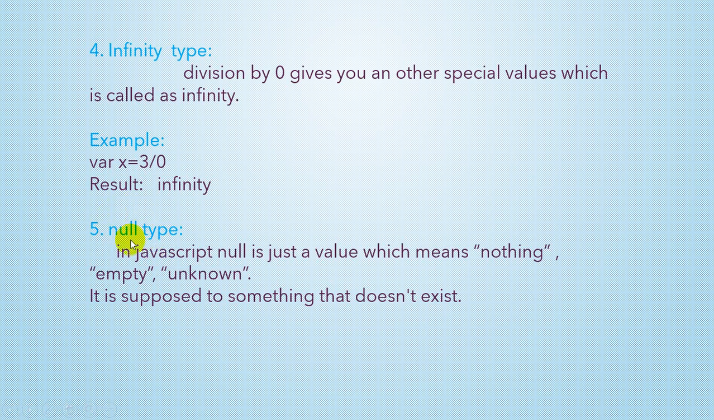And the second last is the null data type. What is meant by null? Null means nothing. In JavaScript, null just means nothing, empty or unknown. Mostly the null data type is not declared with a plain variable, it is declared with an object. Right now you are not able to understand what an object is, because now you are in standard 11.